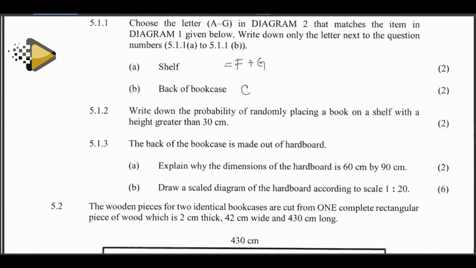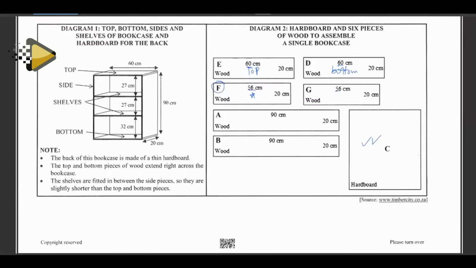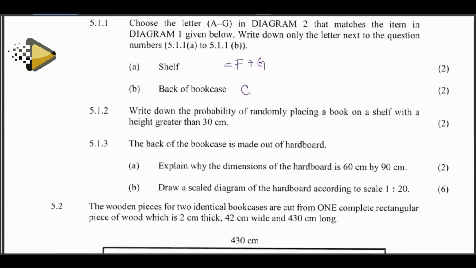Write down the probability of randomly placing a book on a shelf with a height greater than 30. So now let's look at this. Here we have the height of 30, 27, 27. So the heights, there are 3 of them, but together, so actually there are 2. So what's the probability? It's 1 over 2, because there are 2 heights. It's either 27 or 32 out of these heights. What's the chance? It's 1 over 2.